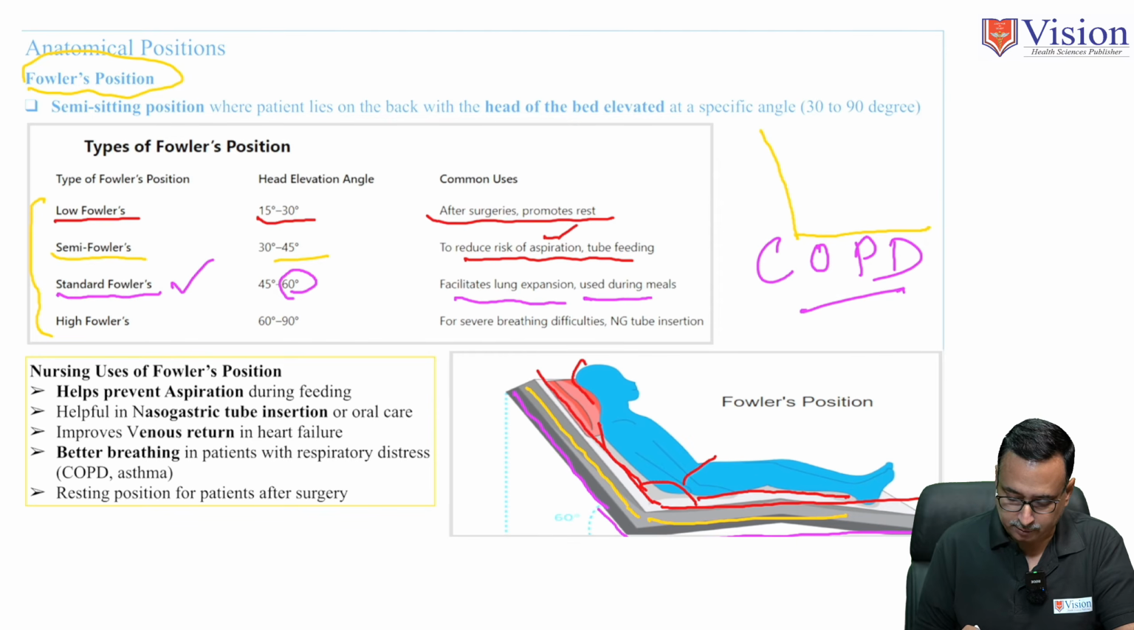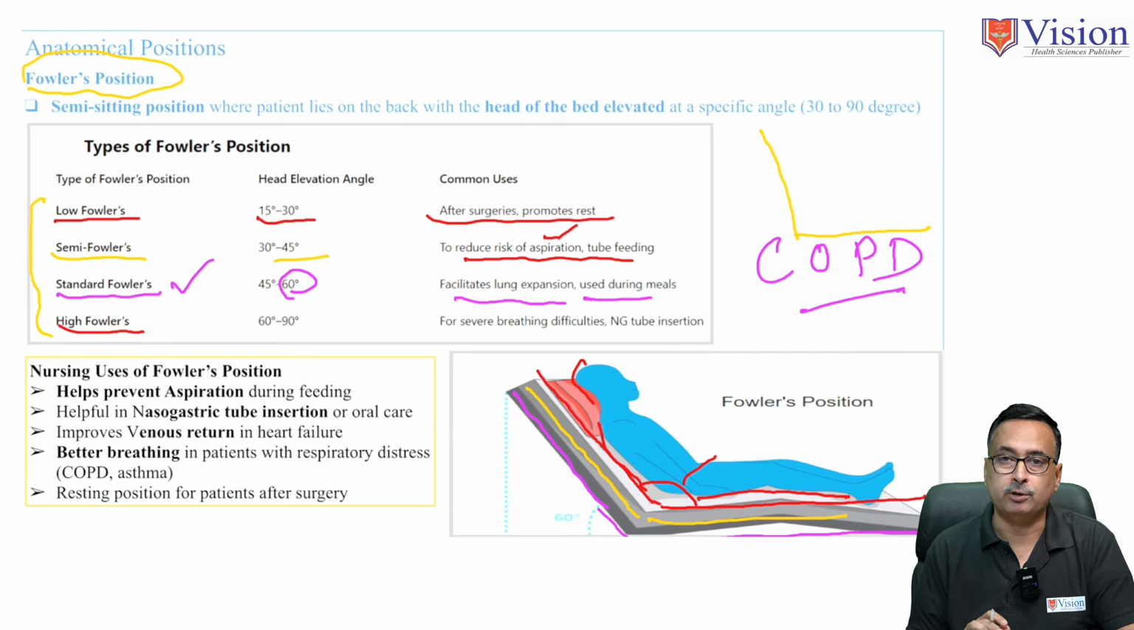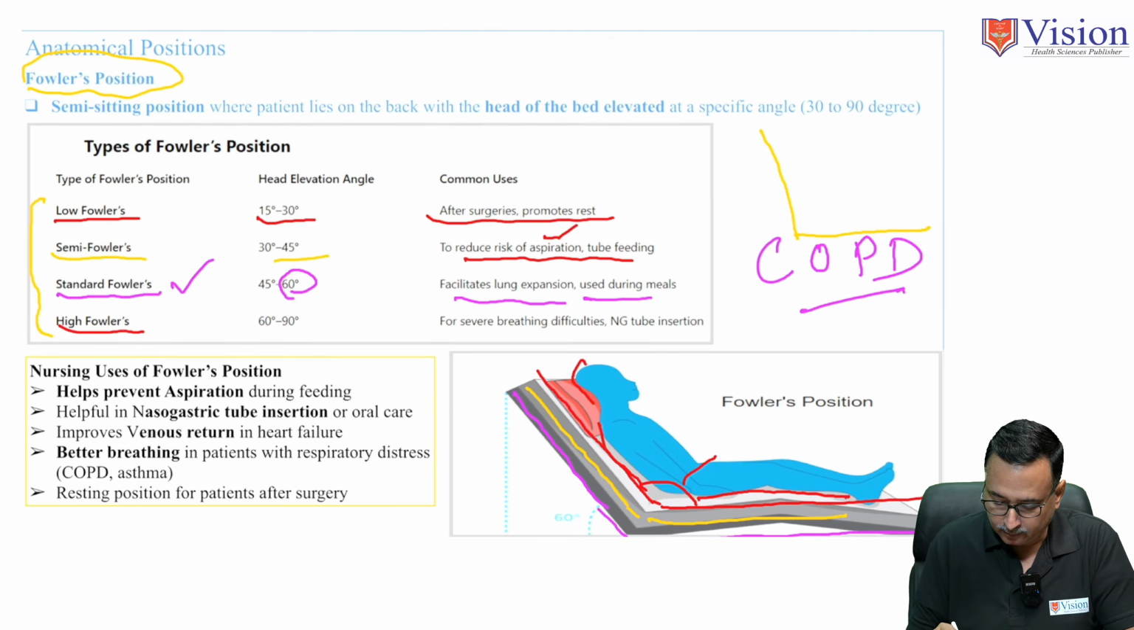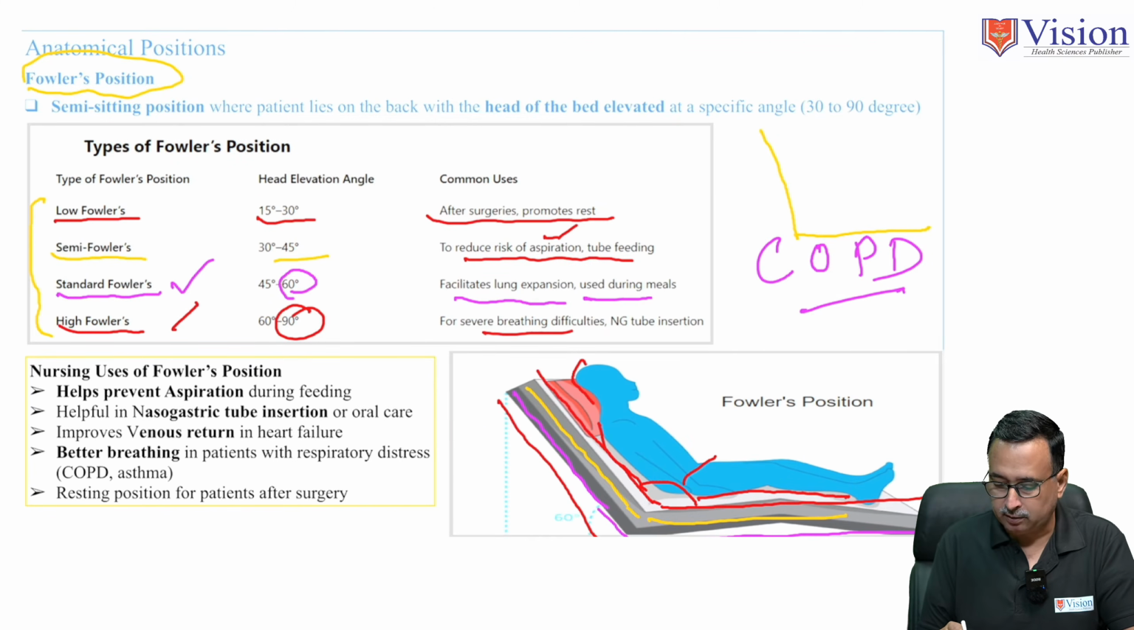And the last position is high Fowler position, where there is a high angle between the back of a person and the horizontal floor. This angle is up to 90 degrees and is called high Fowler position. This is again indicated for respiratory distress.